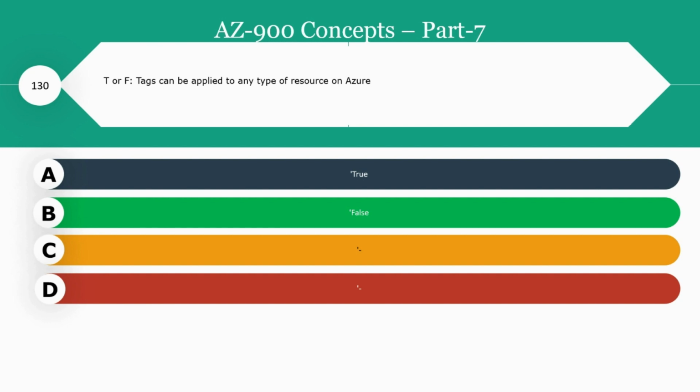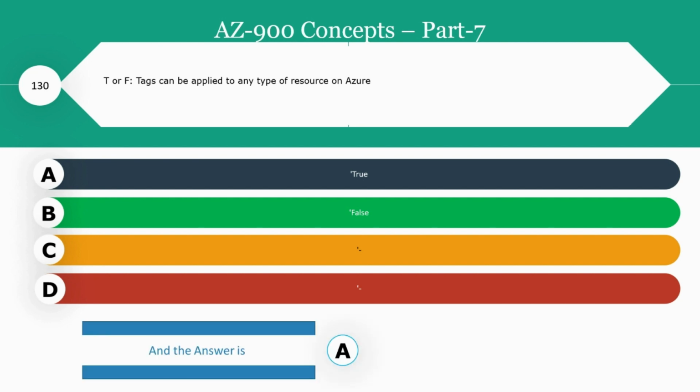True or false? Tags can be applied to any type of resource on Azure. Option A true, option B false. The right answer for this question is option A. For the most part, tags are used in all the resources or services. But there is a documentation which says that tags cannot be applied to special classic resources. However, I have not found clear documentation on this anymore. So my suggestion is go with option A, that is true.